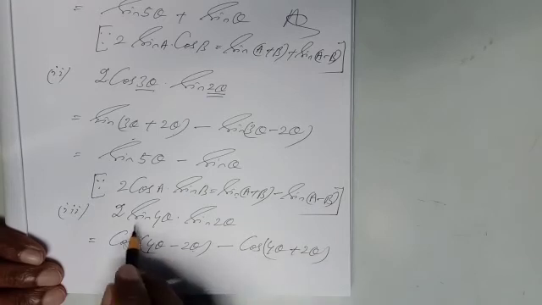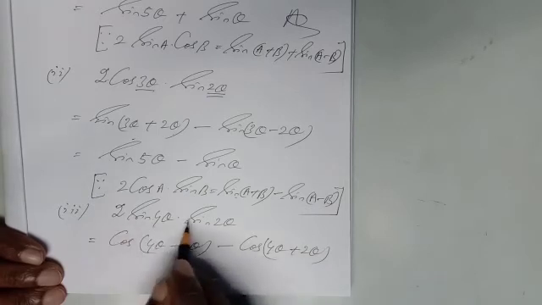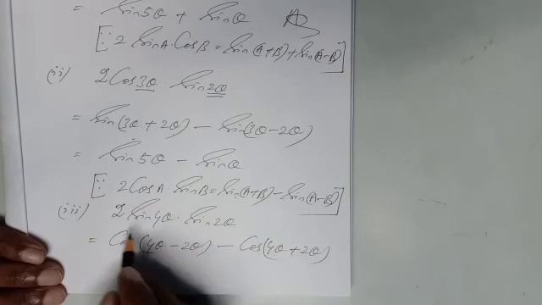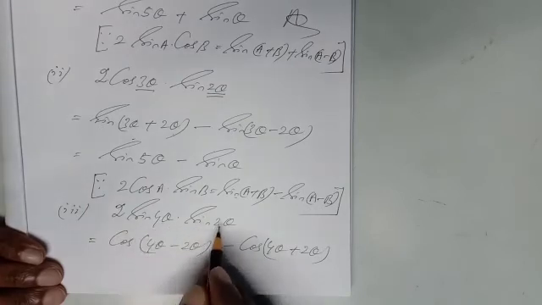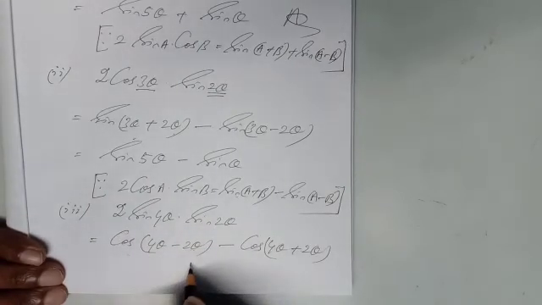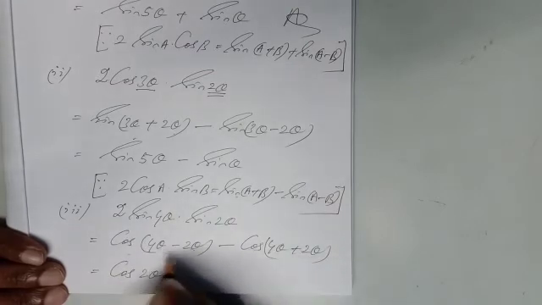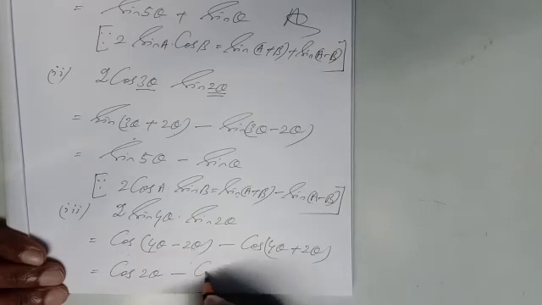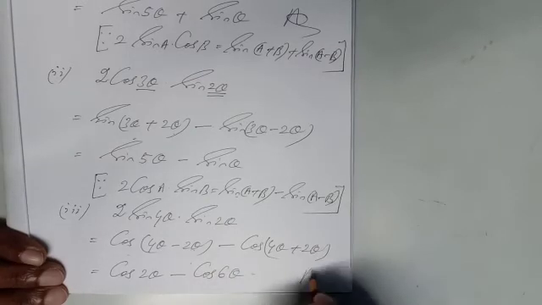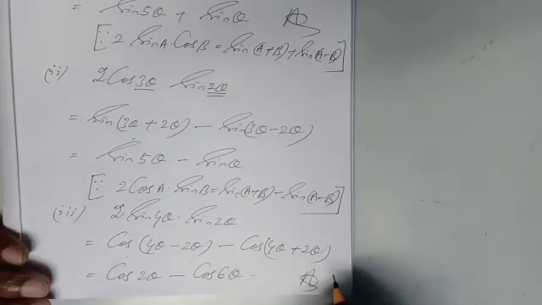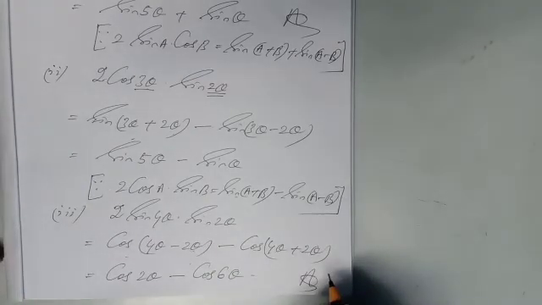The remaining second part is 2 sin 4 theta sin 2 theta. You have to memorize the formula for 2 sin A sin B, which is cos(A minus B) minus cos(A plus B). The result is cos(4 theta minus 2 theta) minus cos(4 theta plus 2 theta), that is cos 2 theta minus cos 6 theta. In this way I have completed number 1, first part, second part, third part.